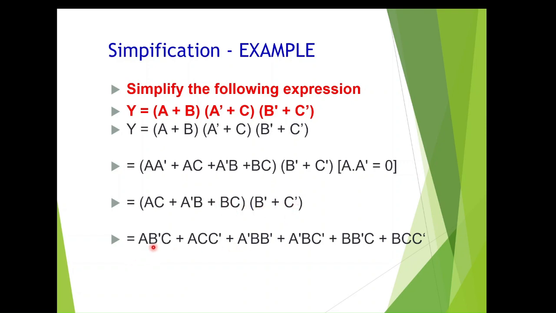So if you take here, ab'c will come, here c into c' is 0. Here also b into b' is 0. This term will come and this term becomes 0 and this term becomes 0. So you will be getting only these 2 terms, that is ab'c and a'bc'. Sorry, this is c'.